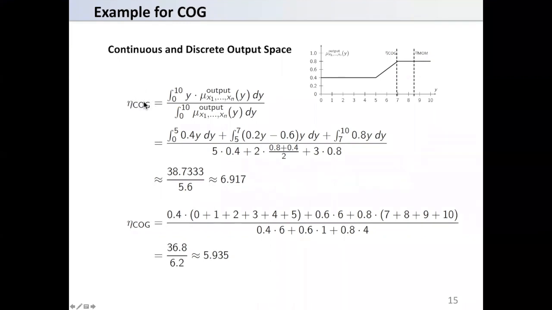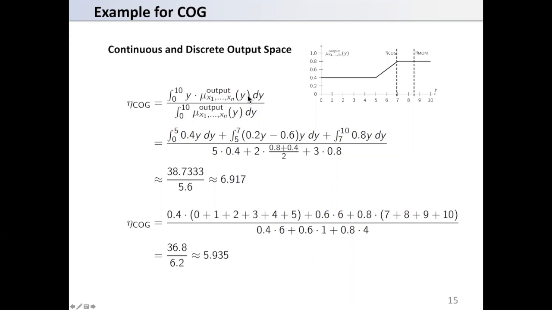For the continuous output space, because our reference set has values between 0 and 10, we have to consider the integral from 0 to 10 of y multiplied by the membership value of the output. So we have y multiplied by the membership value for the output, dy, and it is divided by the integral from 0 to 10, again the same interval. We are finding the integral of the membership values over y.